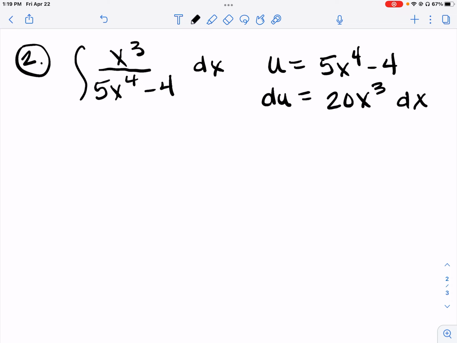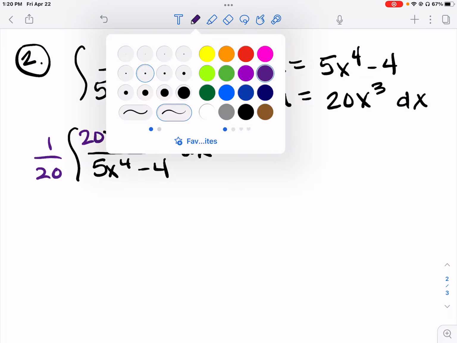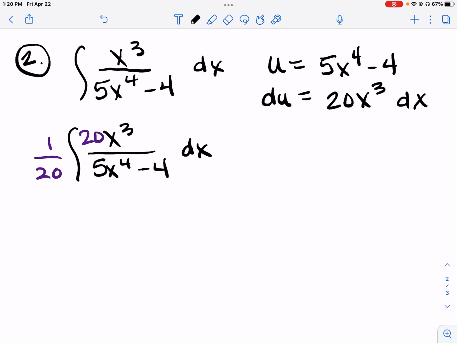Okay, we don't have the 20 that we need, so I can multiply it in. So I'm going to multiply in a 20. I have to multiply 1 over 20 so that I haven't actually changed that problem. Because 20 times 1 over 20 is 1, which means all I've done is multiply a 1. Okay, so 1 over 20 outside.